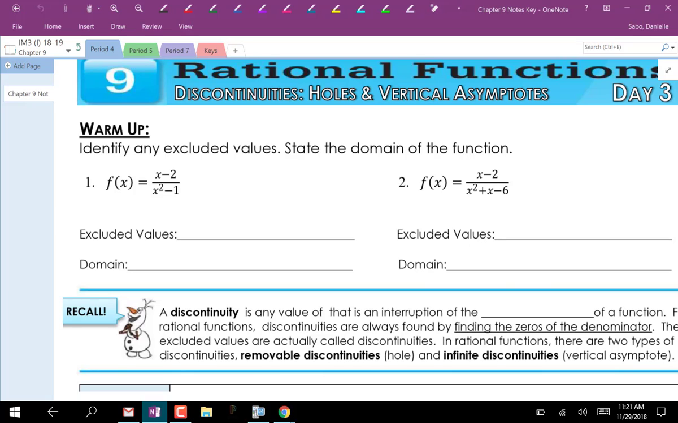The top is factored for number 1. That's done. The bottom piece needs to be factored for number 1. Same thing for 2. The top piece is factored, but the bottom is not. So we have to factor it.